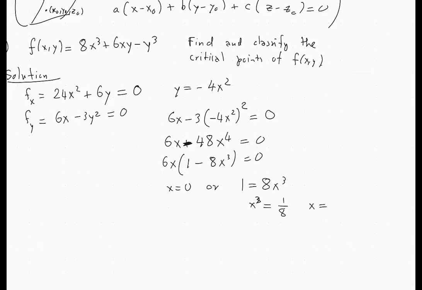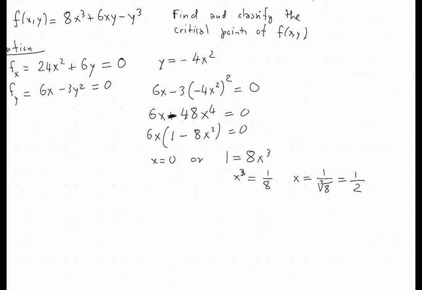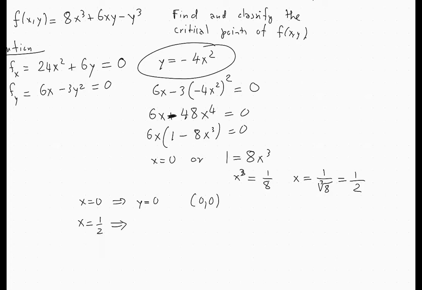So if x is 0, go to this equation, and that will give you y equal to 0. So one critical point is (0, 0). If x is equal to 0, then y, I'm sorry, we already did that, right? So what we want to do is x equals 1/2, then y is going to be negative 1. So we get the point (1/2, -1).